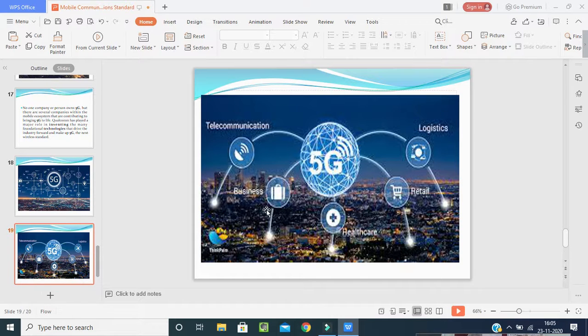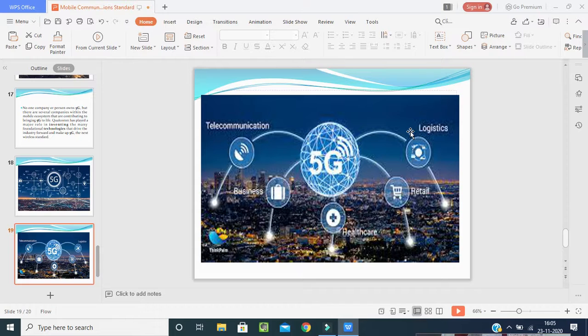Now, in one more picture, you can see how 5G is connecting to satellites, to business, and to telecommunication. It shows how business takes place, how it helps the health center, how it helps the retail center, and how it works for logistics and transportation.